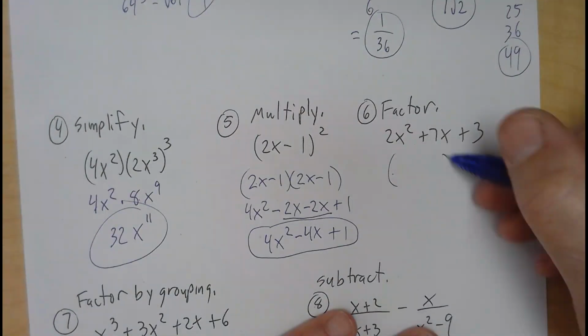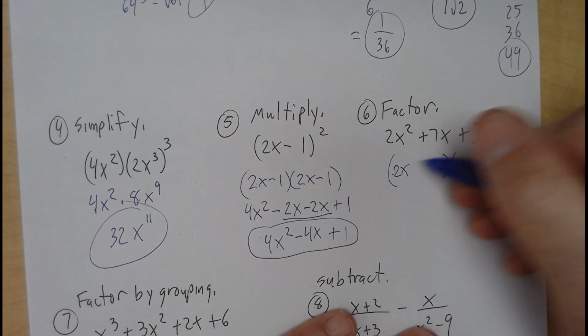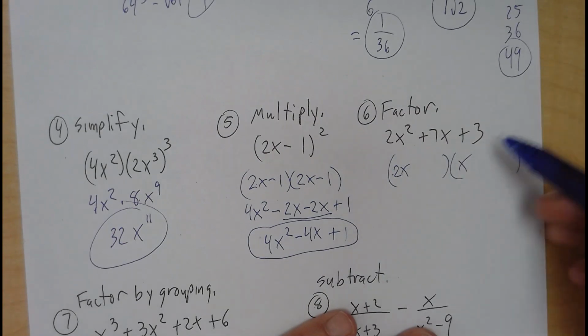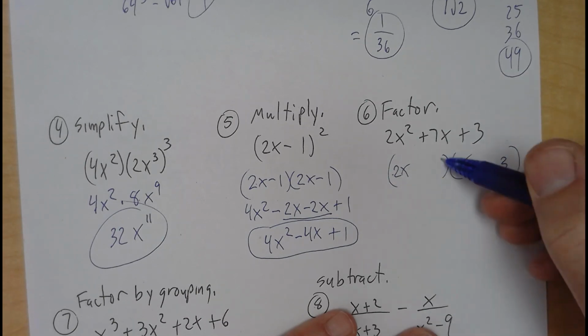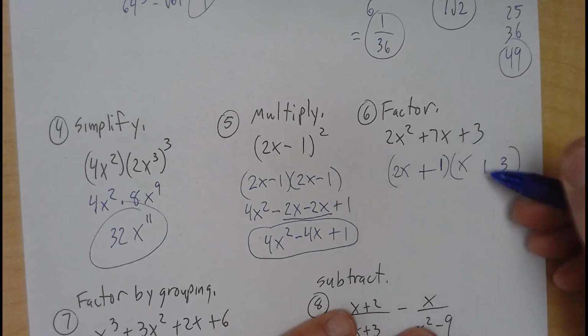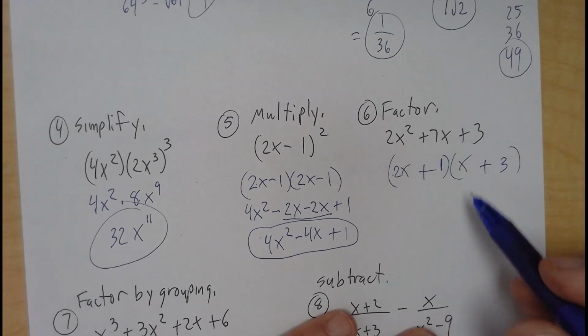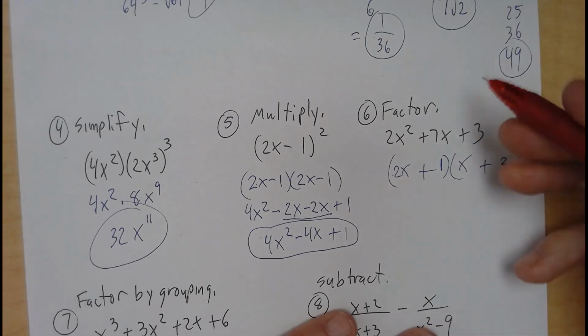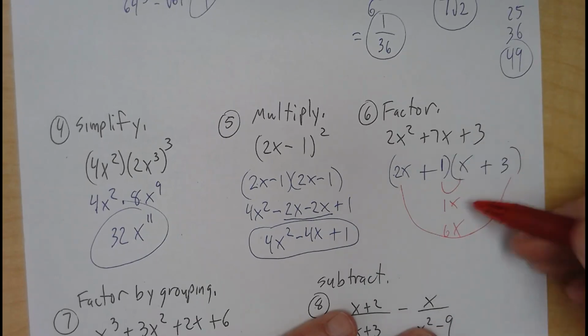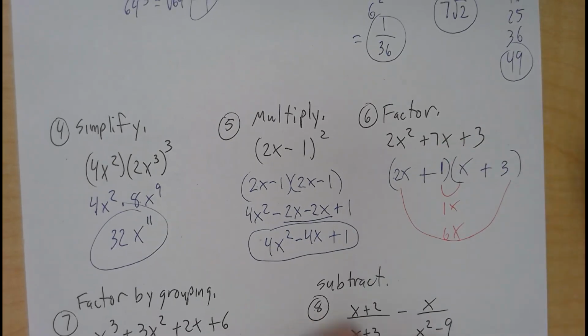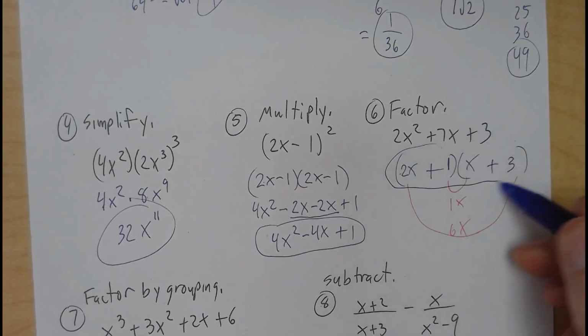Factor, 2 sets of parentheses, 2x and x. So 3 and 1 is the only way to make 3. I got to put 3 opposite of the 2 to make that be 6, and then the 1 goes here. So that's how that factors. Now to check your work, we're going to make sure that it works out to the center, so 1 and 6 do make 7, so that is the correct answer right here. The red part is just me checking it.